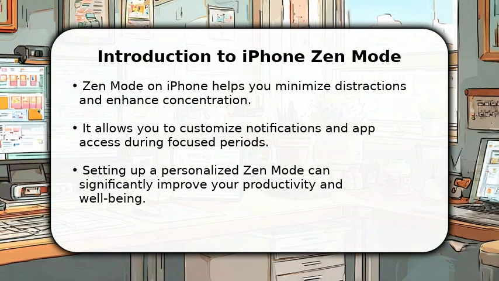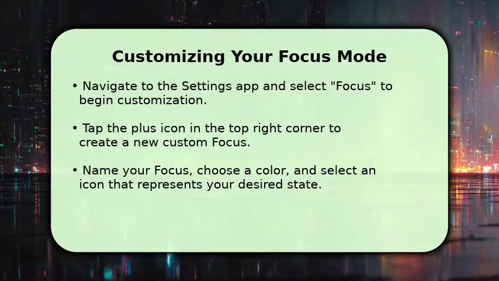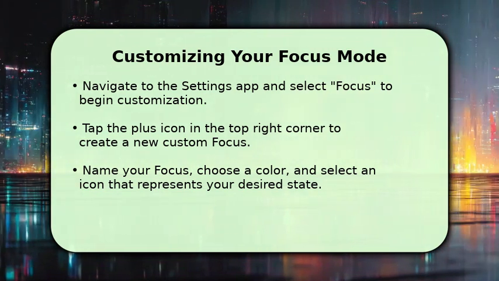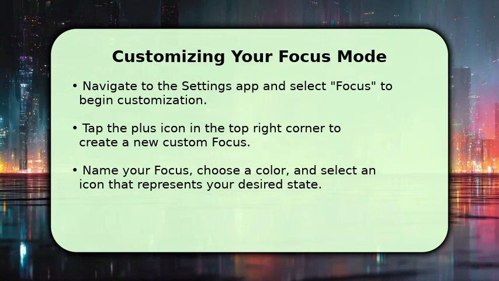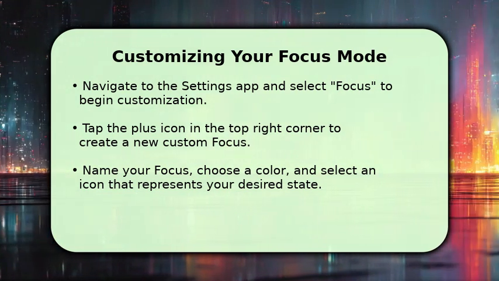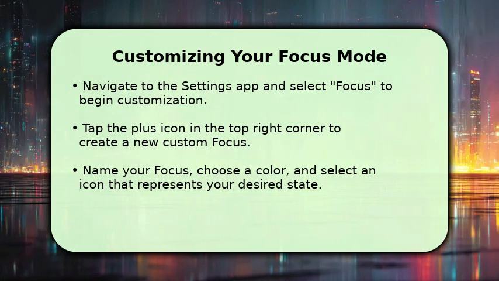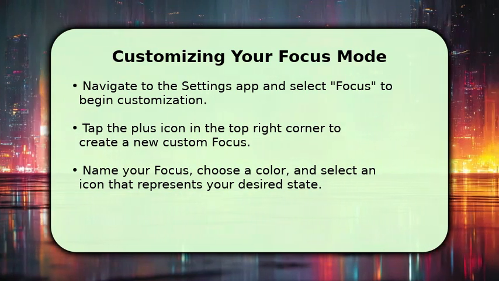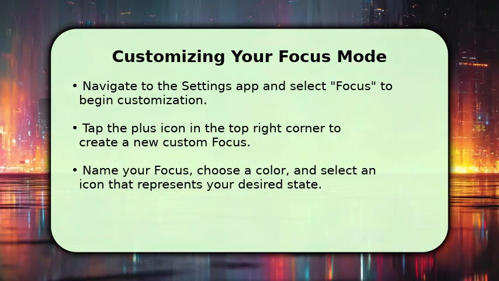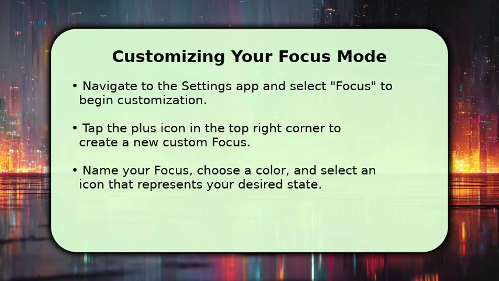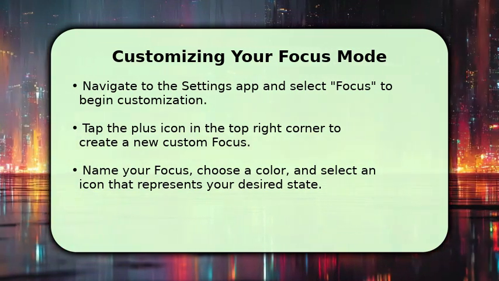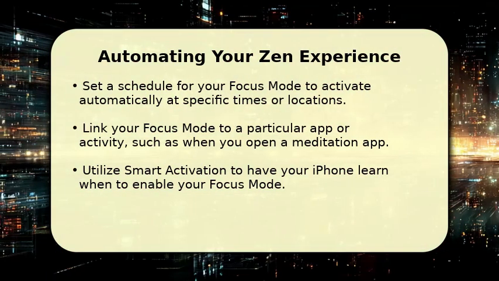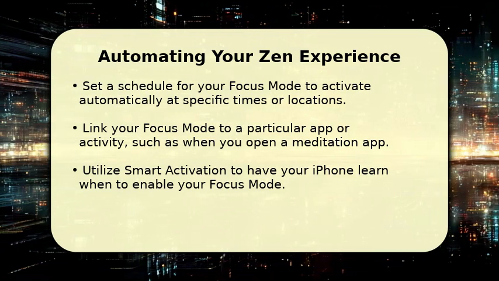serene mind. To begin customizing your Zen experience, open the Settings app on your iPhone and tap on Focus. Here, you'll see various options to tailor your environment. Tap the plus icon in the upper right corner to create a brand new custom focus. You can give it a unique name, select a distinct color, and choose an icon that perfectly reflects your desired state of mind. Then, carefully select which people and apps are allowed to send you notifications, ensuring only essential alerts break your concentration. For a truly seamless Zen experience, automate your focus mode.